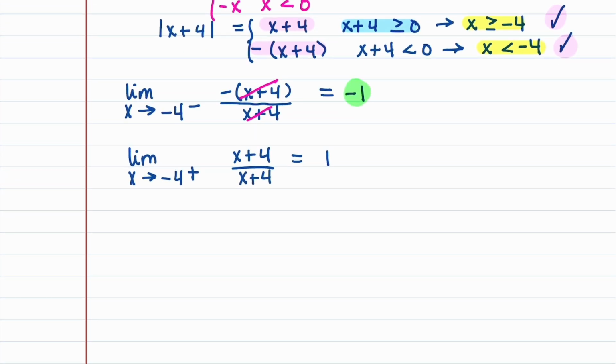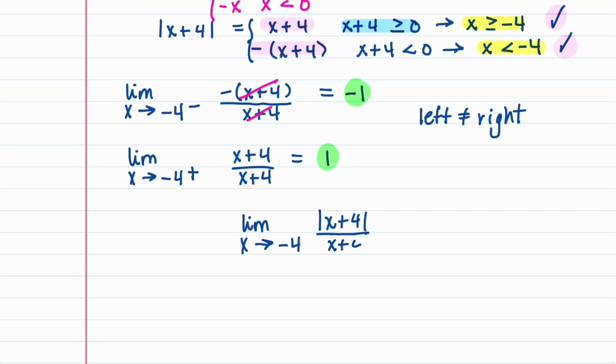Notice that our limit from the left does not equal our limit from the right. We know from the definition of a limit that it's only going to exist if the limit from the left equals the limit from the right. So we can conclude that the limit as x goes to -4 of the absolute value of x plus 4, all divided by x plus 4, does not exist. So we're going to write this as DNE for our answer.